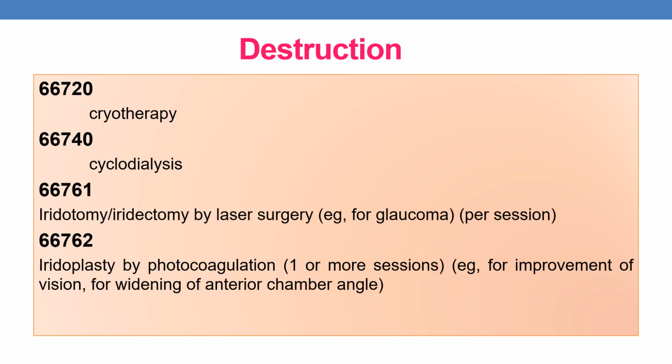The next CPT is 66720. Ciliary body destruction by cryotherapy. And next is 66740. Ciliary body destruction by cyclodialysis. Next CPT is 66761.